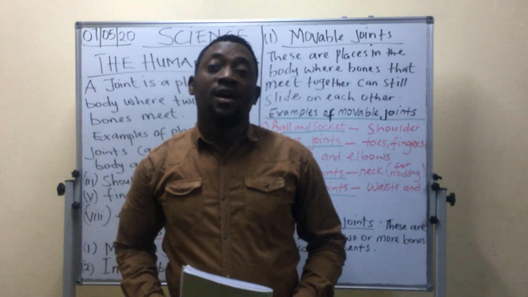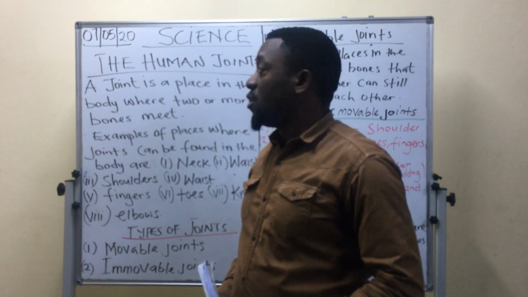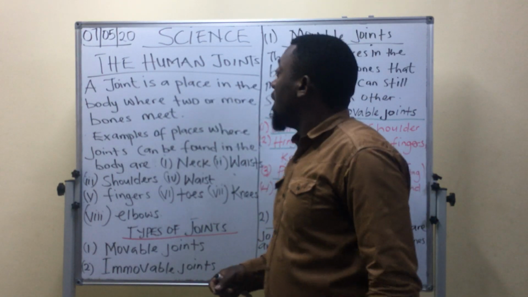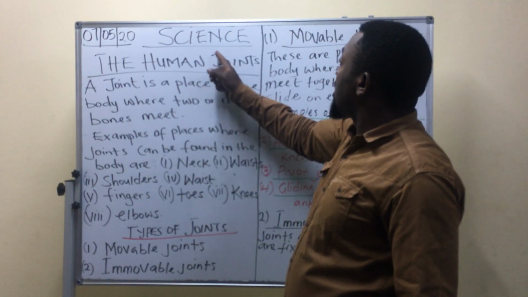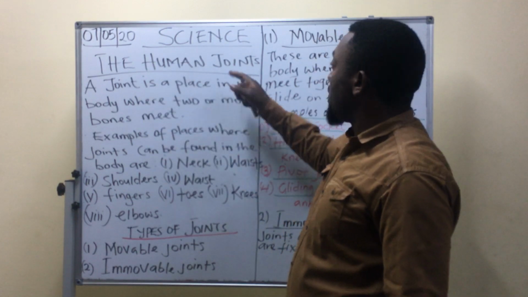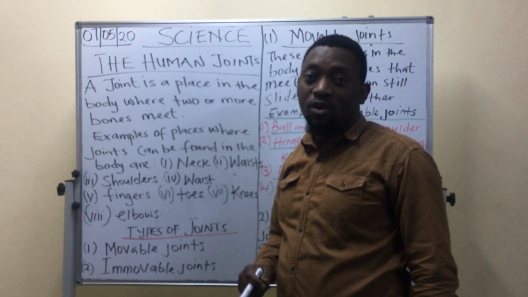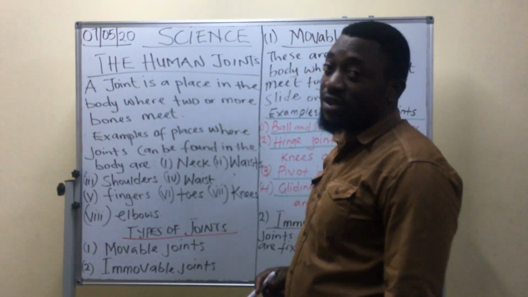Back again. Mr. Michael. Now I'll be teaching science. And the topic I'll be taking now is the human joint. The human joint. That is what I'll be teaching now on science for grade 5.